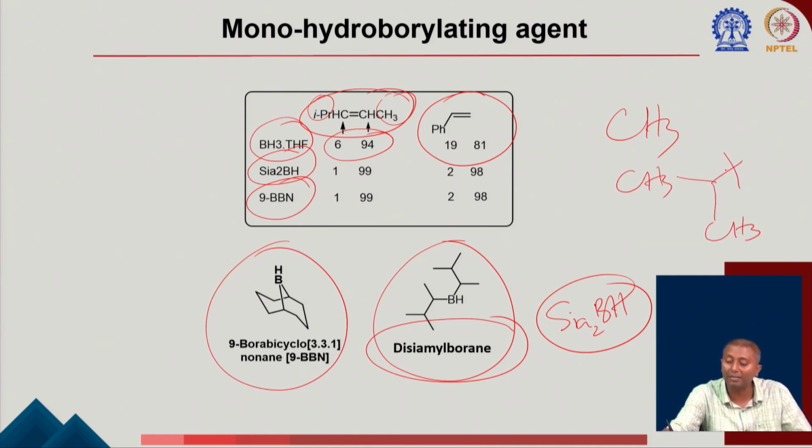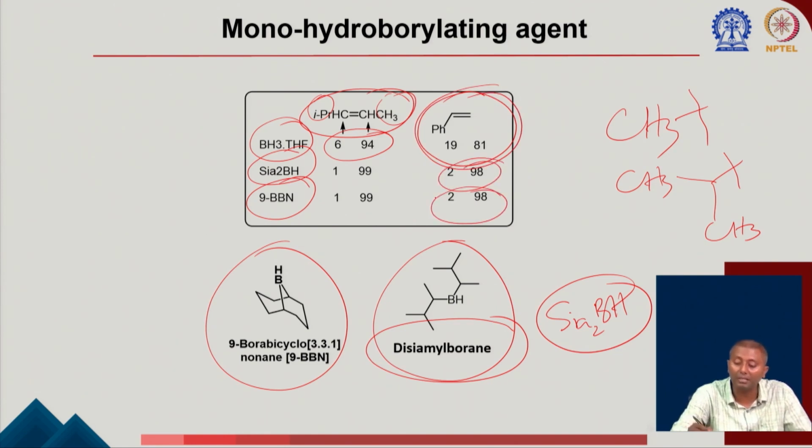Okay. So these factors, the interactions, are getting predominant, because you are bringing in a bulkier boron. So that's why the advantage is there. That's why this bulkier boron is developed for this type of purpose, where the selectivity will be poor using BH3 THF. Here you can also see, for styrene, the selectivity can be improved drastically, to very high.